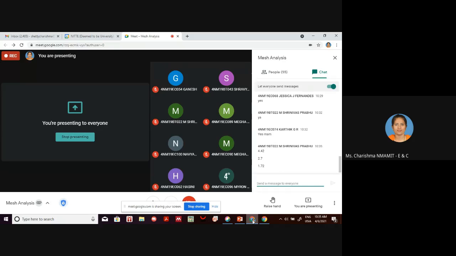Ma'am, after obtaining the equation, how to find out I1 and I2? See, in your calculator, you go to this one, equation. Did you get that equation? In that, the number of unknowns will be there, right? How many unknowns in this case? It is 2.